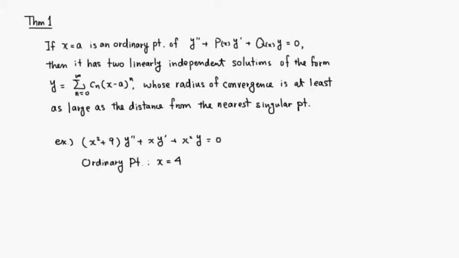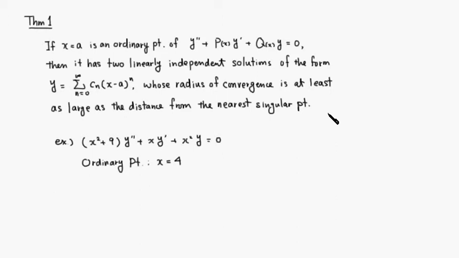Alright, let's look at theorem 1, which states this. If x equals a is an ordinary point of this differential equation, y double prime plus p of x, y prime plus q of x, y equals 0, then it has two linearly independent solutions of the form y equals the summation n goes from 0 to infinity Cn quantity x minus a to the nth power, and whose radius of convergence is at least as large as the distance from the nearest singular point.